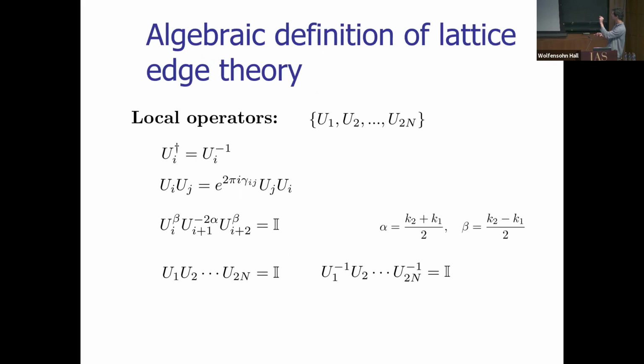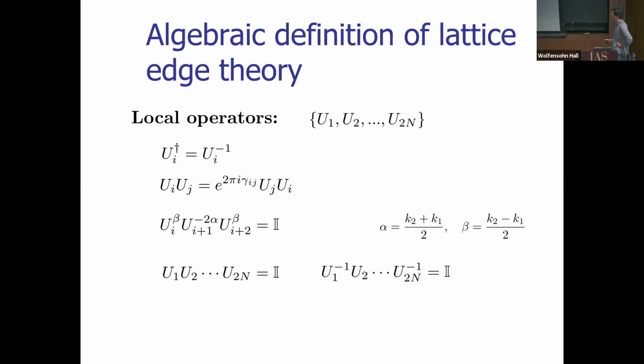So you should really think of them as some kind of local operator in space corresponding to the ith impurity. And what algebra do they obey? So they're unitary operators. This is very important: they don't commute with each other. Even nearby impurities don't quite commute. I'll explain this in a second.